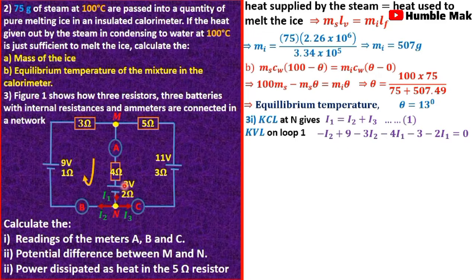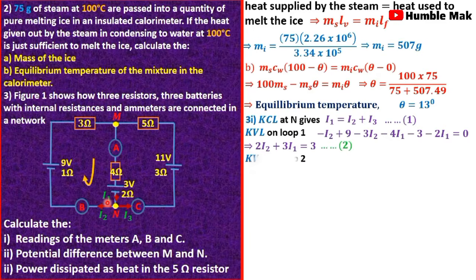Then we have minus 3, because we have touched the positive terminal first and touched the negative terminal last. Then friends, minus 2 I1. That has to be equal to 0 since we've ended at the point where we started. If we simplify this, friends, we are going to have 2I2 plus 3I1 equal to 3. Let's call this equation 1.